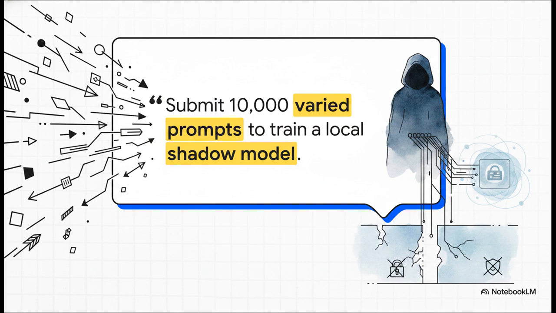We do this to test if the deployment has rate limiting or anomaly detection in place. If they don't, an attacker can extract and clone their proprietary AI architecture and behavior, just walking away with the company's core intellectual property. That is a devastating business impact.